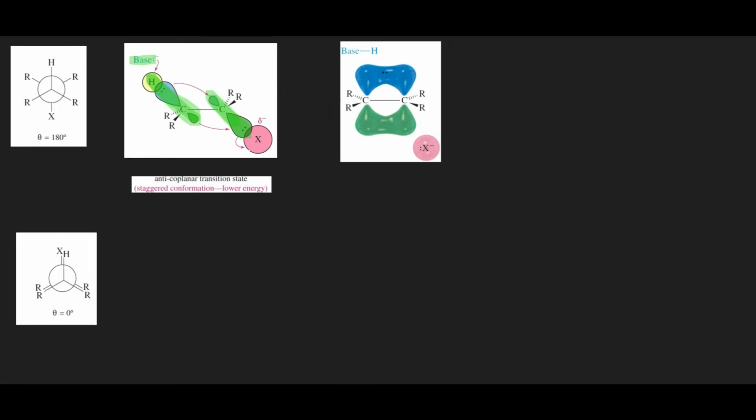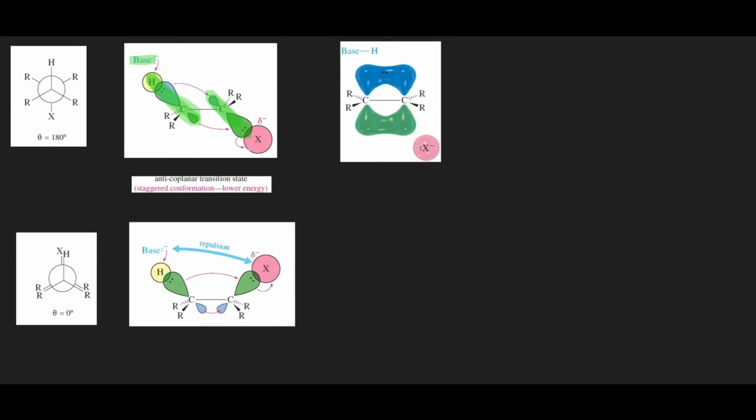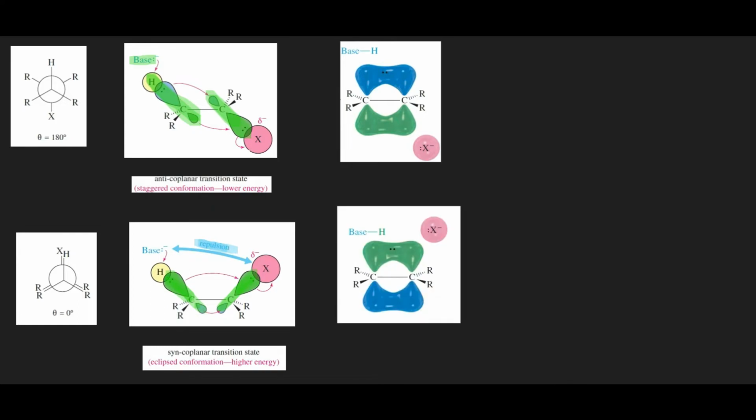In the Syn-coplanar transition state, the C-H and C-X sigma bonds are also coplanar, but on the same side of the C-C bond. As the bonds to hydrogen and leaving groups start to break, the hybridization at each carbon begins to change to sp2 and the remaining p orbitals start overlapping to form the pi bond. This is an eclipsed transition state.